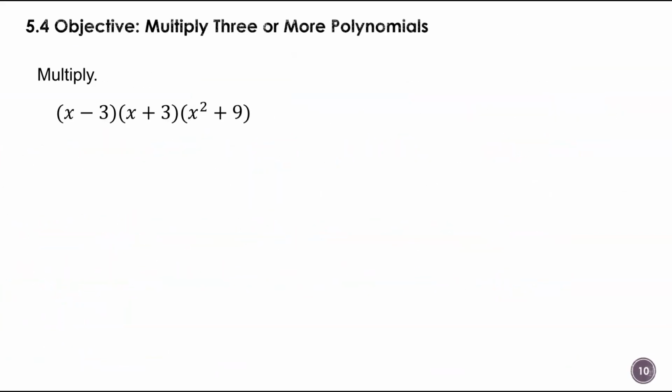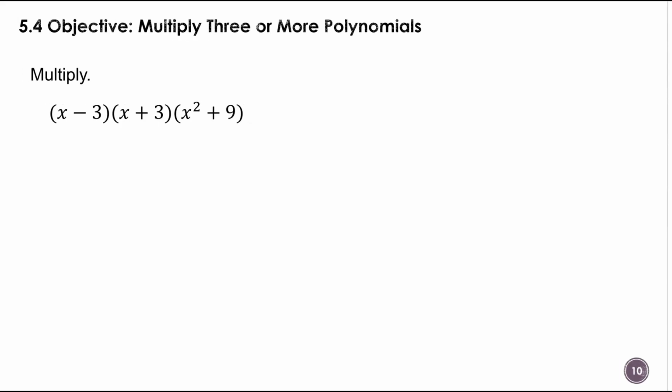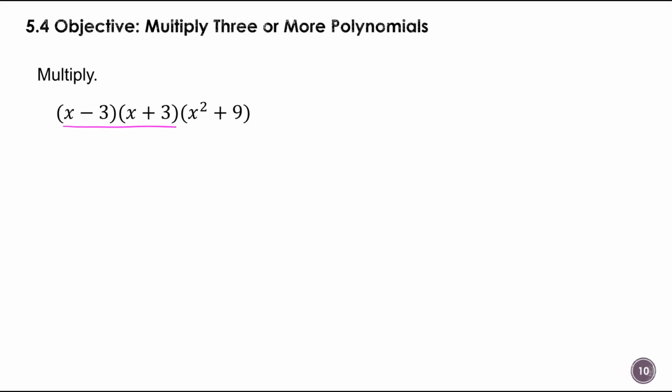Okay, so in this one, I would definitely use the difference of squares to multiply these two first, because if you're multiplying 3, you have to start with 2 of them, right? We can only do 2 at a time. All right, so that's going to be x squared minus 9. Remember I got the x squared minus 9 because my a was x and my b was 3. So I got that from multiplying x minus 3 times x plus 3.